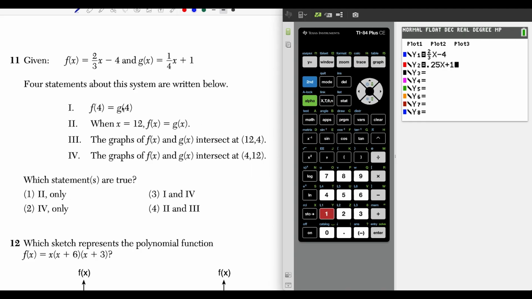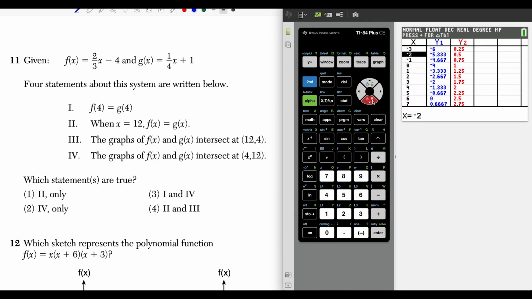And now we could go through all this stuff. Is f of 4 equal to g of 4? So we could press second graph to go to the table, and if we look over here at x equals 4, you can see these values don't match. So Roman numeral 1 is not true. Now when x equals 12, the functions are equal.